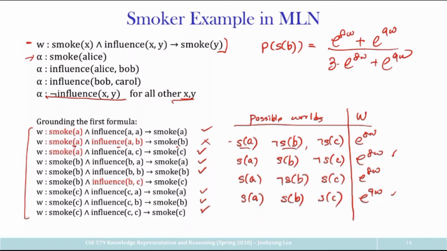Good. What about the probability of Carol being a smoker? The denominator is also the same, the whole sum, so I don't need to worry about that. Now I have to look into the case that Carol is a smoker. Which interpretations make Carol a smoker? Third and fourth. So what do you get as the numerator? e to the power of 8W and e to the power of 9W. They are the same. That's what Markov logic tells you. The reason is obviously the semantics of implication.